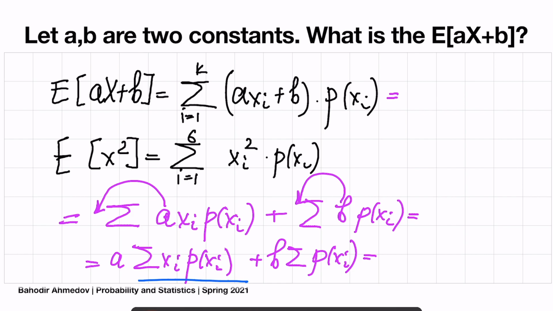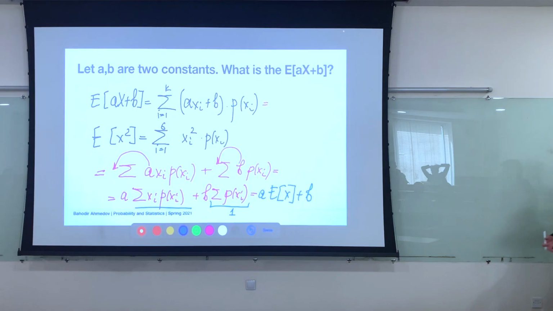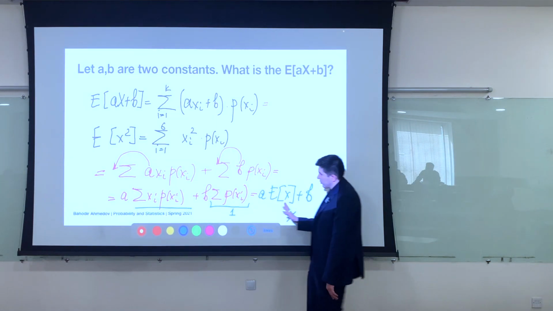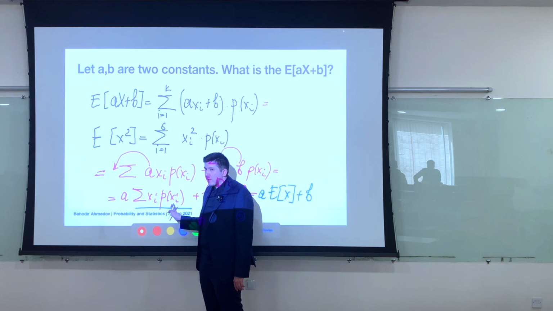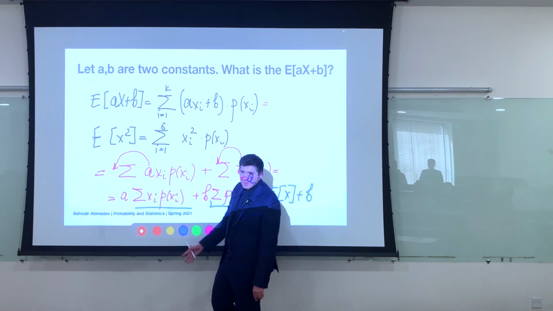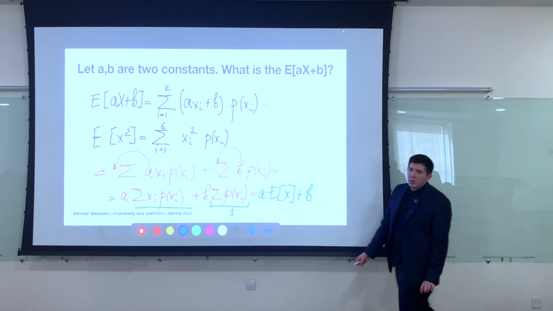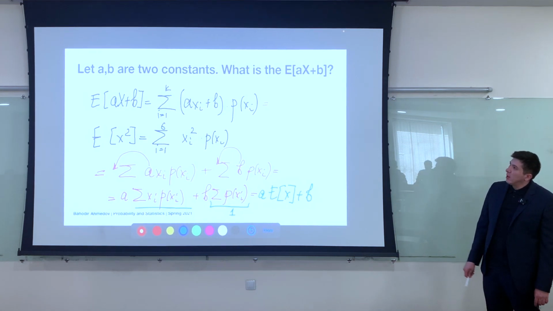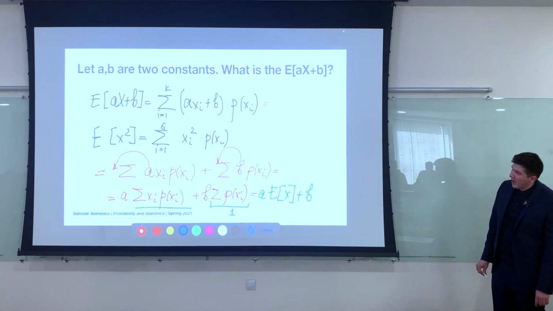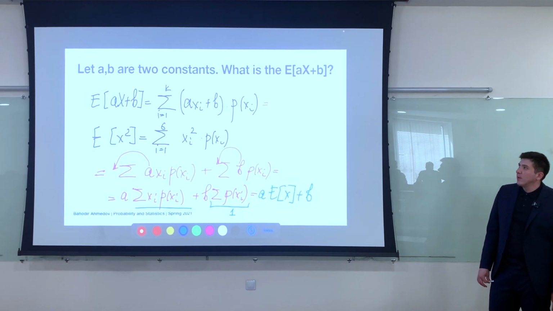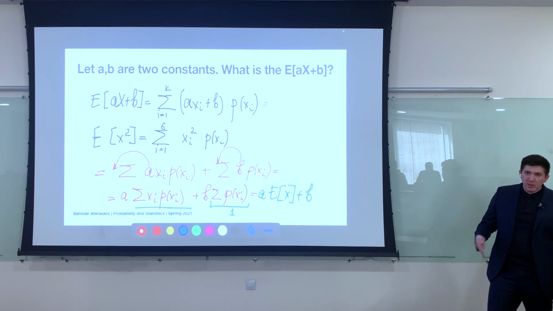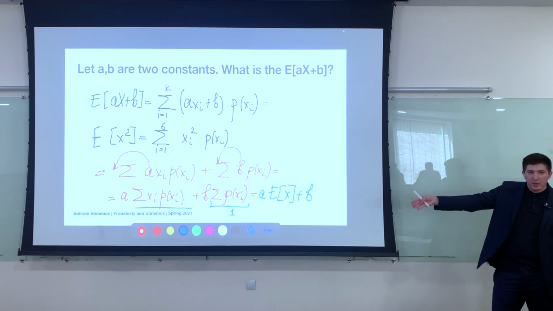It is E of x, right? A times E of x plus b, because this is 1. The sum of all of the probabilities is 1, but the sum of all of the probabilities multiplied by their corresponding values is equal to the expected value. Okay? So if you would like to find the expected value of ax plus b, it appears you can apply the expected value linearly to all of these terms.